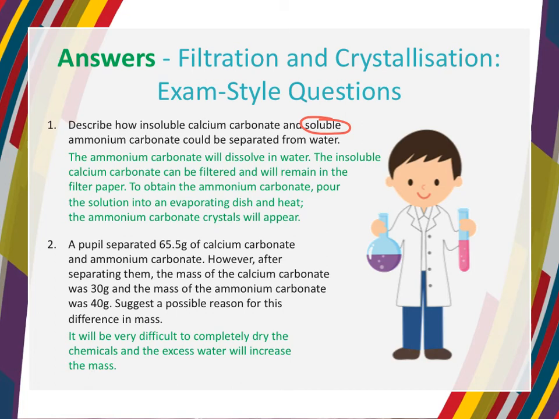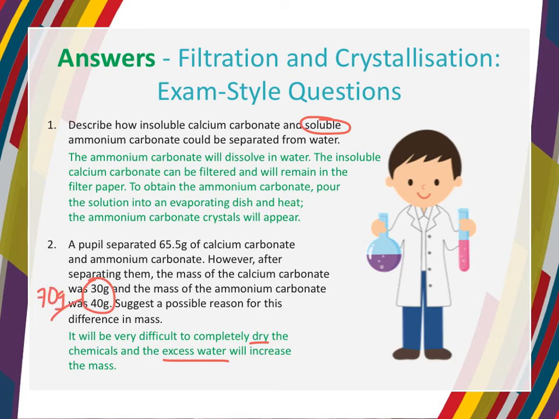Quite often, people kind of miss that final step. They sort of talk about the filtering and they forget to mention then getting the crystals out at the end. The second question, why was there a difference? It will be very difficult to completely dry the chemicals, so therefore the excess water is what has increased the mass. 30 and 40 add up to a total of 70 grams.